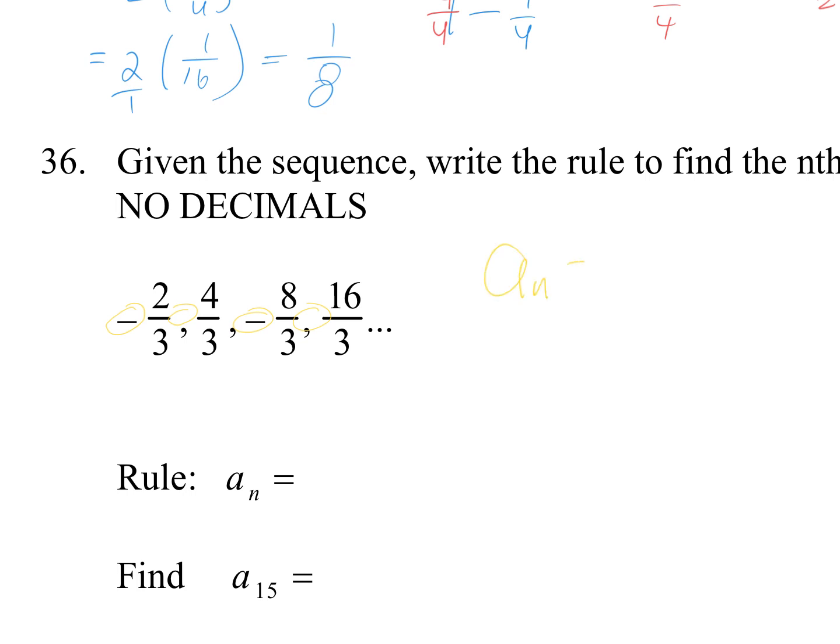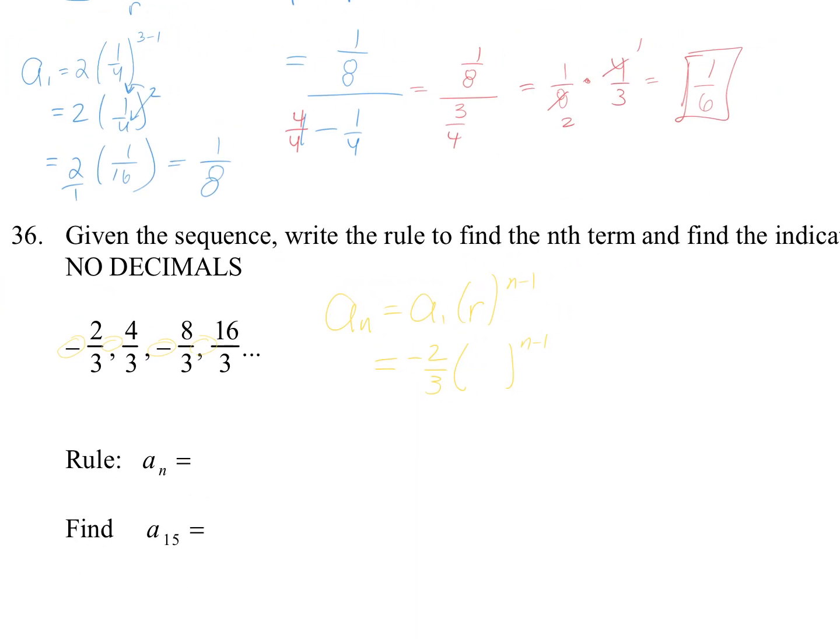You know that this is a(n) equals first term times r to the n minus 1. You know it's geometric because the signs flip. So you already know the first term. What's the first term? Negative 2/3. Okay, how do we figure out what the r is? Some of you can just look at it and figure it out. Some of you are like, I'm not quite sure. What did I tell you? What's the trick?